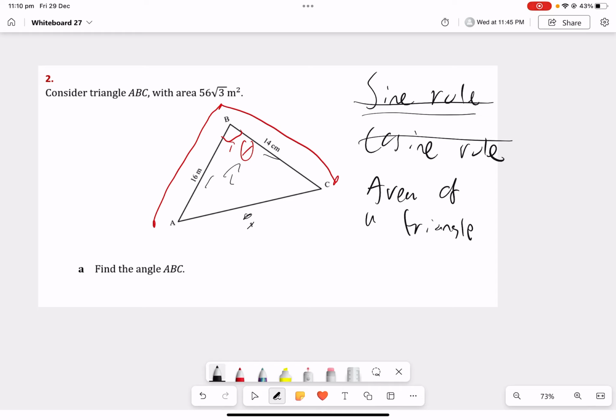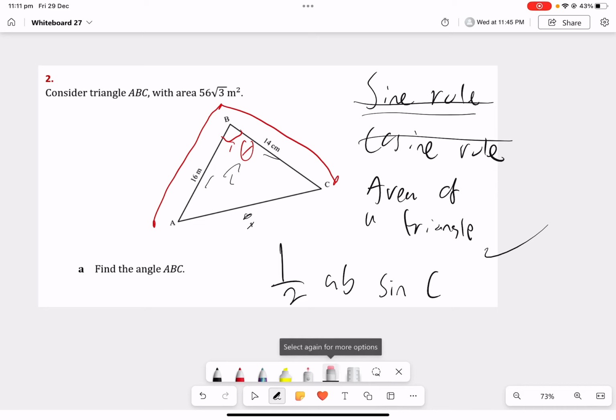So the only equation we can use is the area of the triangle formula, which is 1 over 2 AB sine C. Basically, it's just the angle here, and it's the two sides that interconnect it. So let's get rid of all that. Sine C. Let's erase this so we can get a better demonstration.